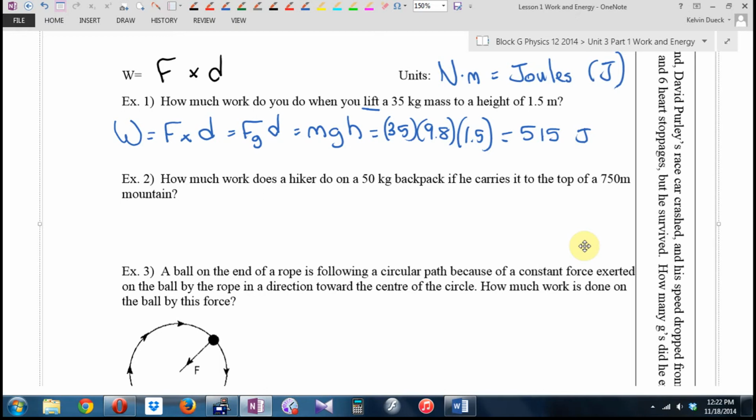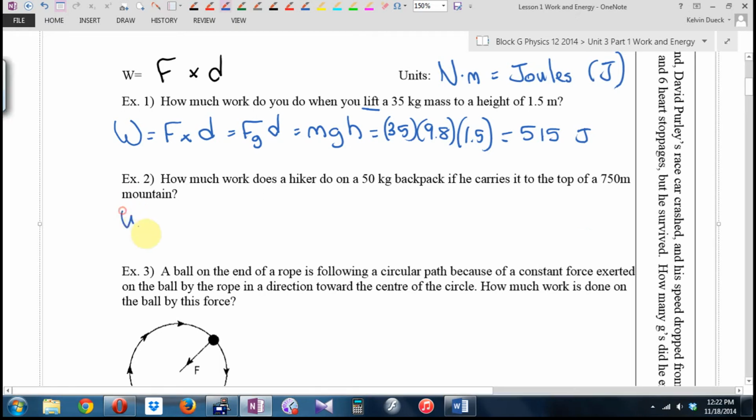If I had said, how much work does it take to carry a 50-kilogram backpack 750 meters along a flat field, the answer is none. This is what I want to beat out of you, the idea that work is tired. No, it's not. Work is changing an object's amount of energy.